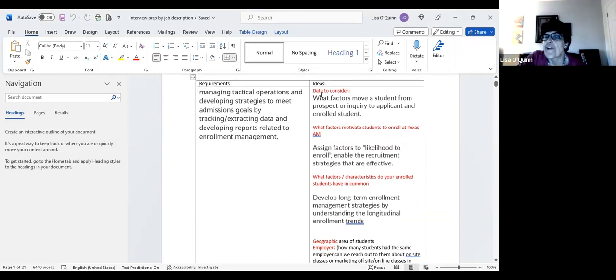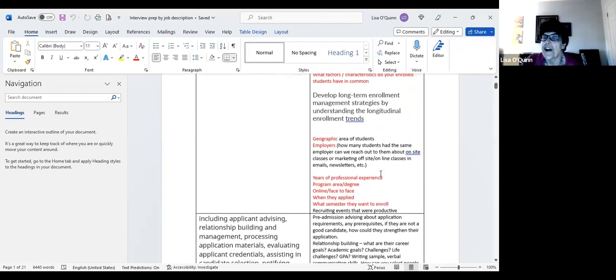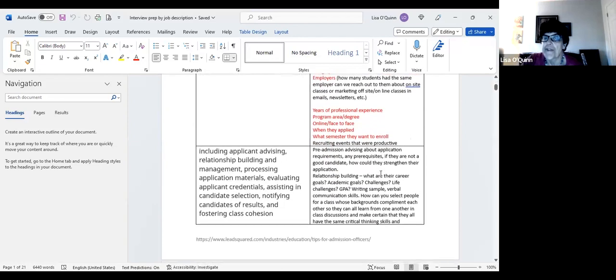Like I looked at the data that I was going to consider. What are the factors that I need to consider when I'm trying to move a student from someone who just called as a prospect to an enrolled student? And what do I need to do to motivate them to enroll? And so I broke it down into like 5 segments.